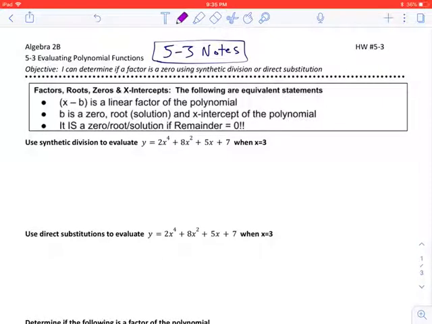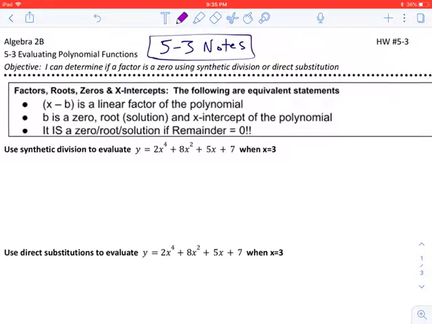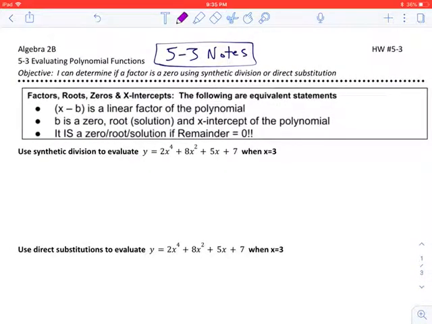Okay, Algebra 2, we are talking about synthetic division and direct substitution. This is pretty much the exact same thing we did yesterday. It's just we are determining if something is a root or a zero, or if it's a factor. Now, all of that means the same thing.